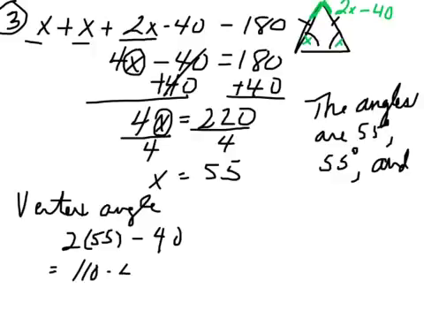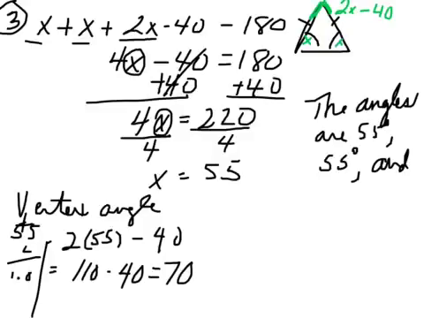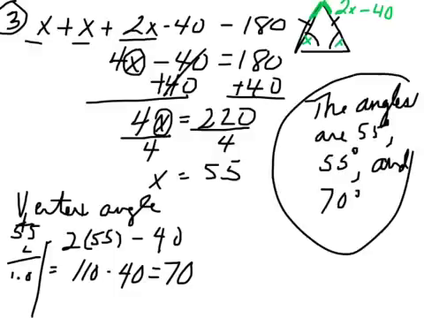No, 111. Let me do this. Sorry, I'm working without a calculator. My brain's tired. I got it right. It was 110. Okay. 110 minus 40 should be 70 if I didn't mess anything up. So let's see. Yep, that should be it. So then 70 degrees. And so that's what we could do to list the angles. All right, so the next one was number 7.